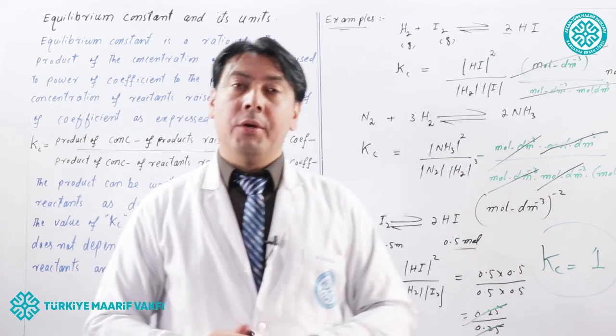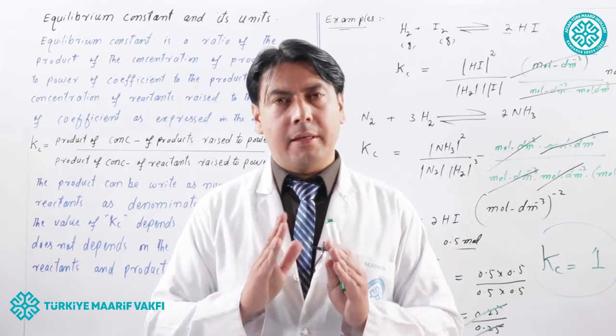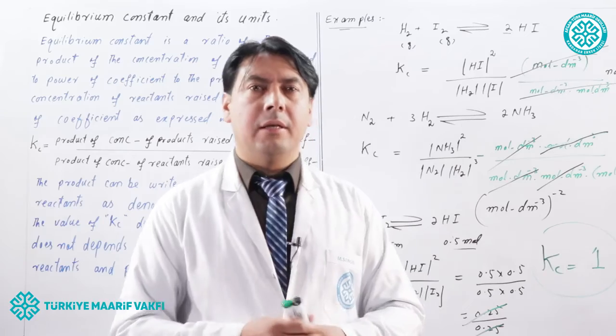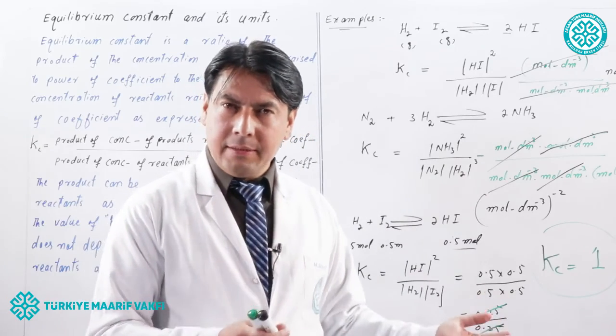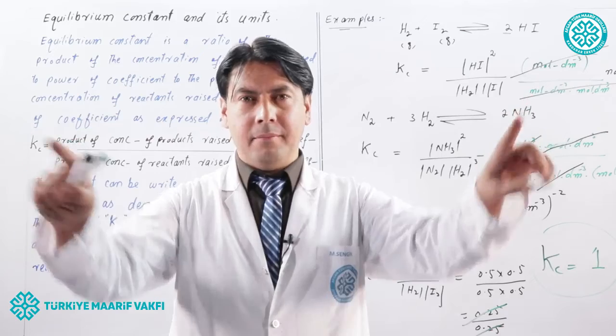So we can calculate the equilibrium constant Kc value from the reaction if we know the number of moles of the reactants as well as the number of moles of the products at equilibrium state.